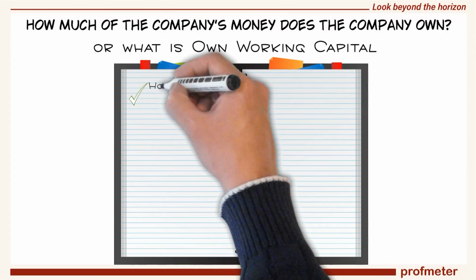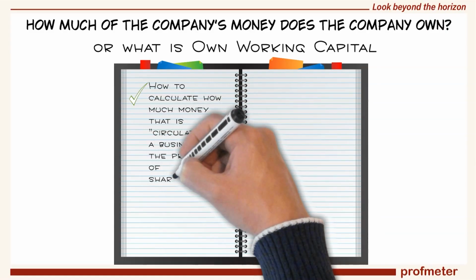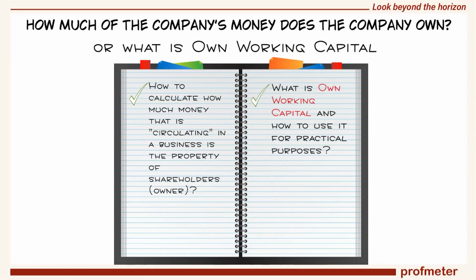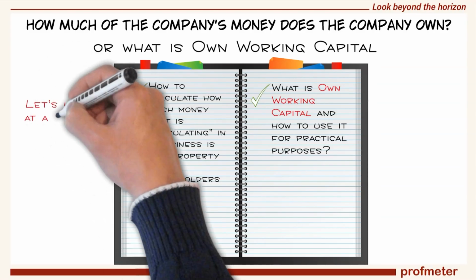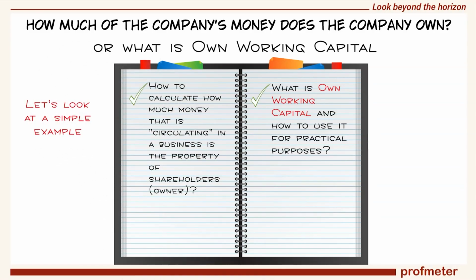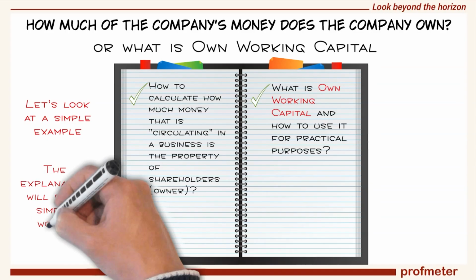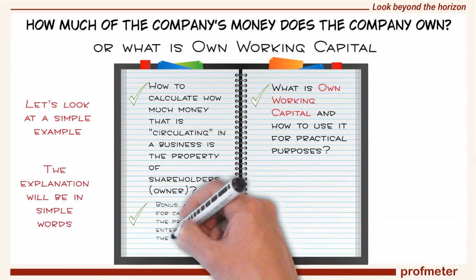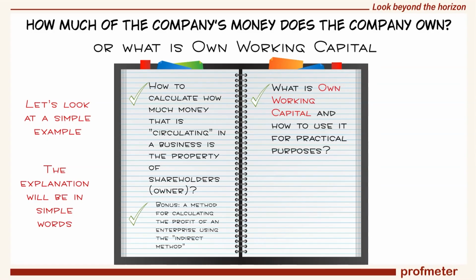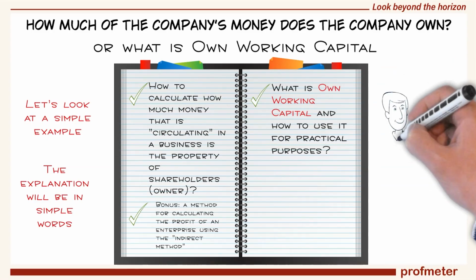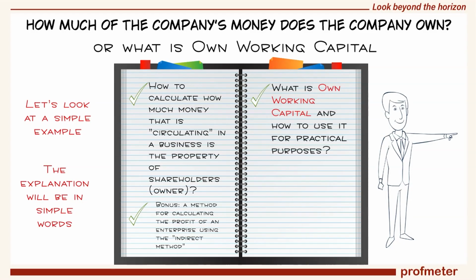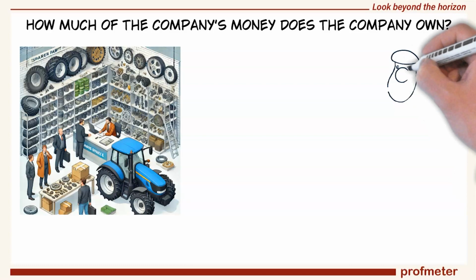Today we're talking about own working capital, a concept that many entrepreneurs stumble upon after reinventing the wheel. The explanation, as always, will be in simple words and with a clear example. As a bonus, I'll show you how to calculate management profit using an indirect method without breaking down income and expenses. Plus, we'll see how business owners arrive at the same conclusion, though they tend to take the scenic route. Let's go.